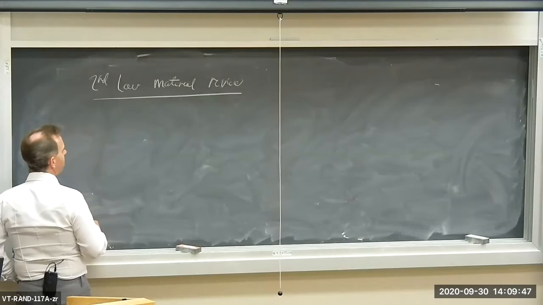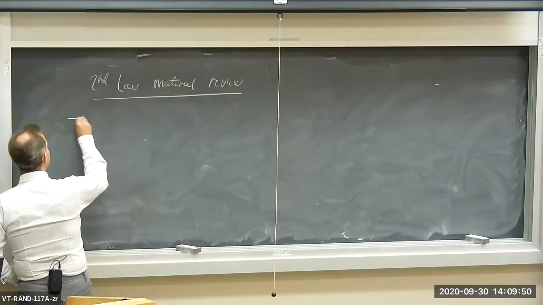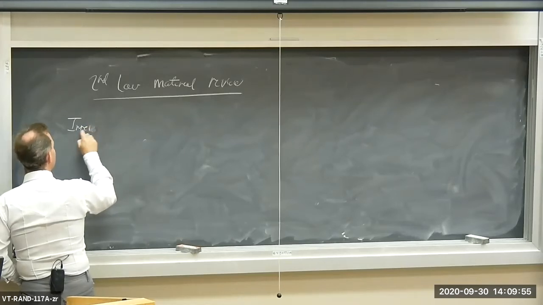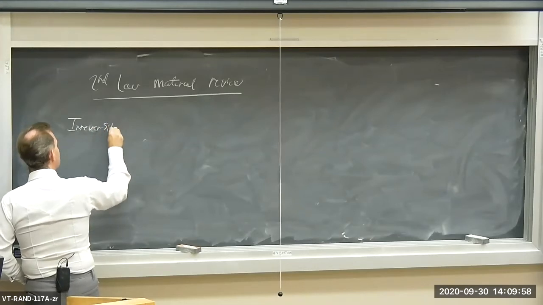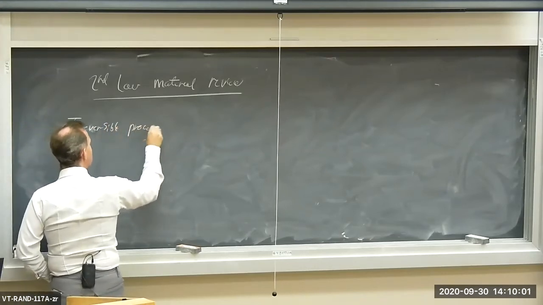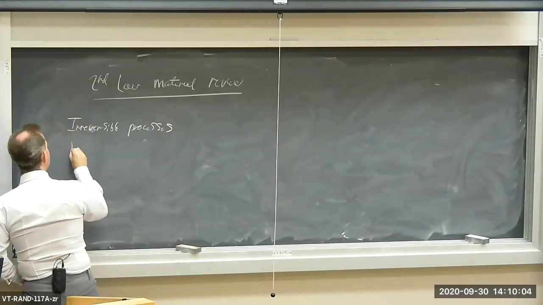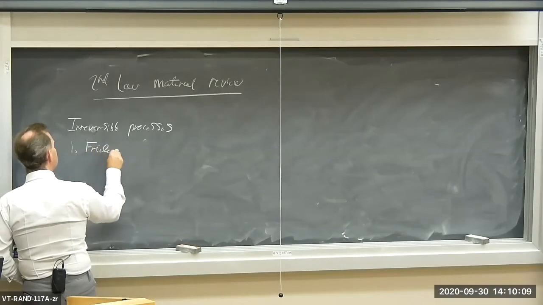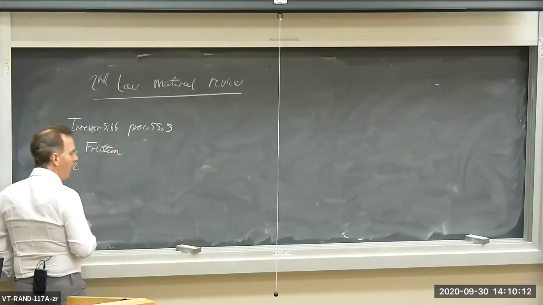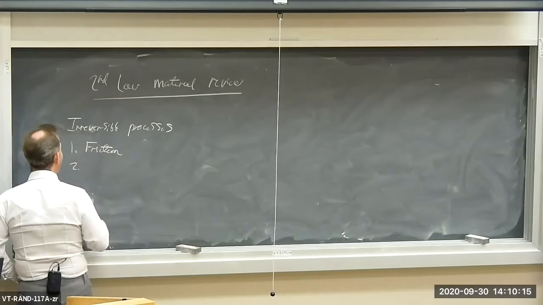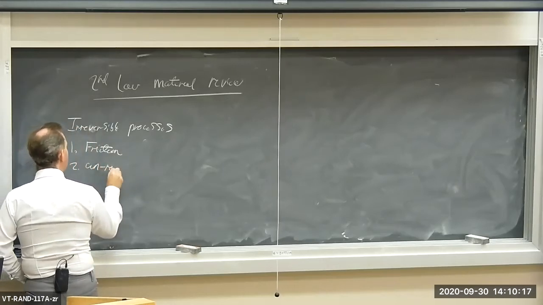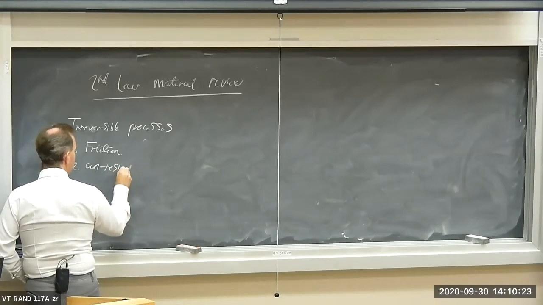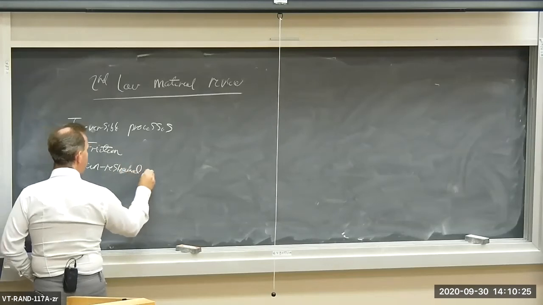So we started off by defining three irreversible processes. Irreversible processes. What was the first one? It was processes involving friction. Another one was unrestrained expansion of a gas, or just unrestrained expansion.